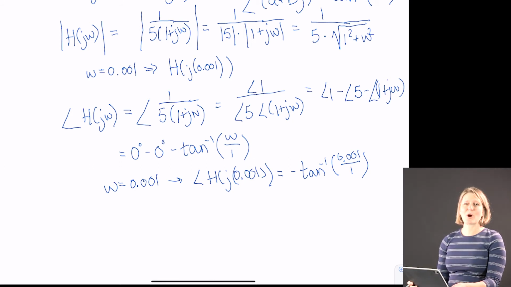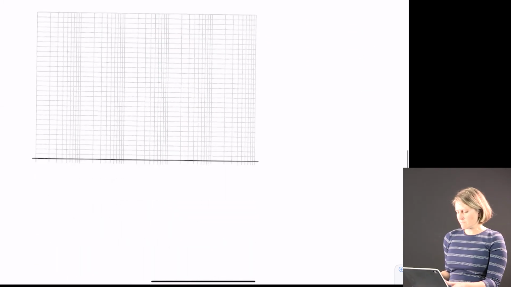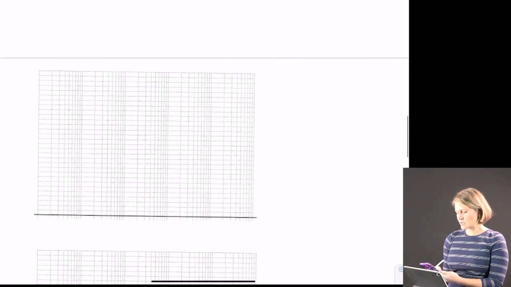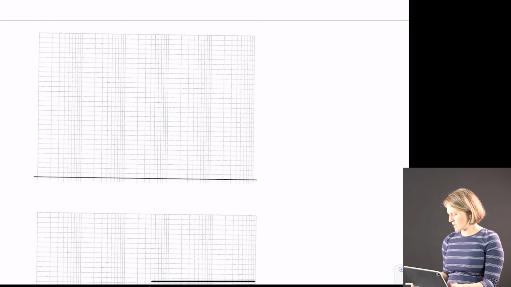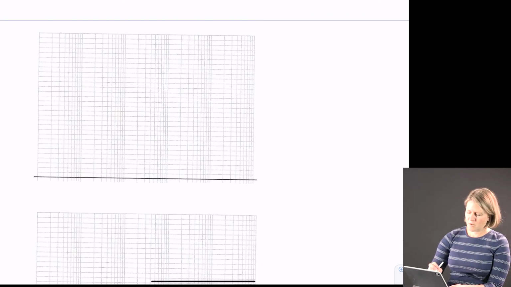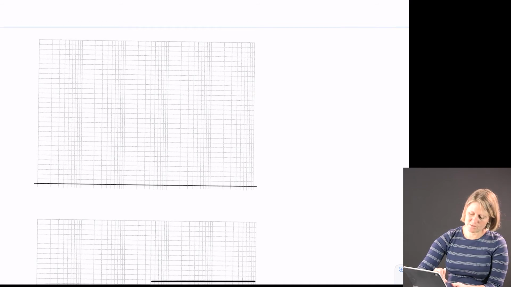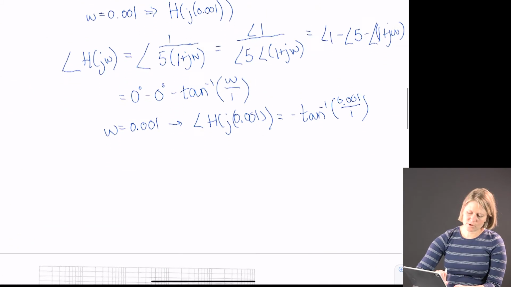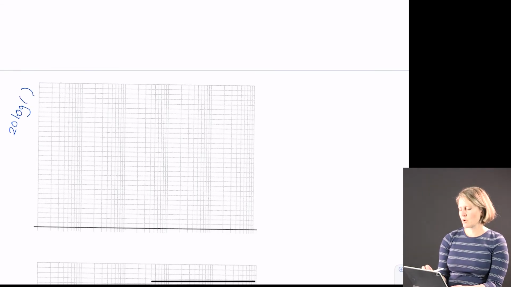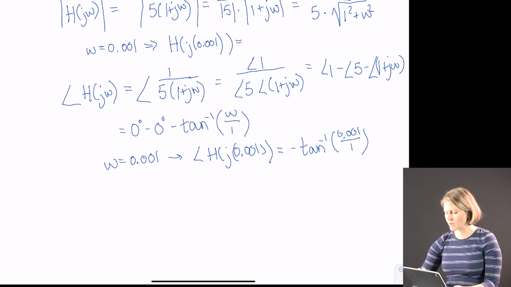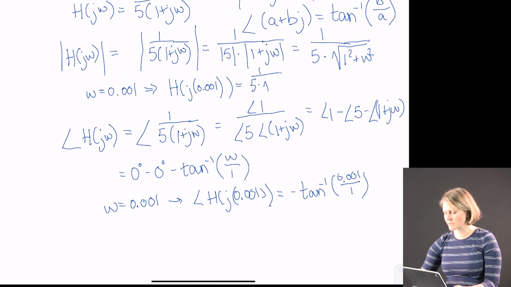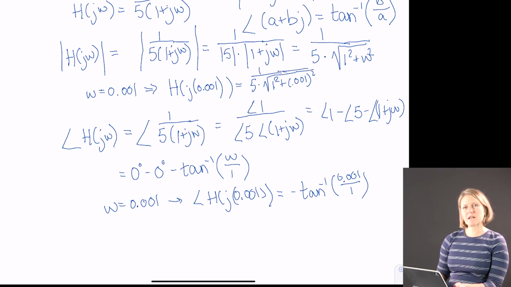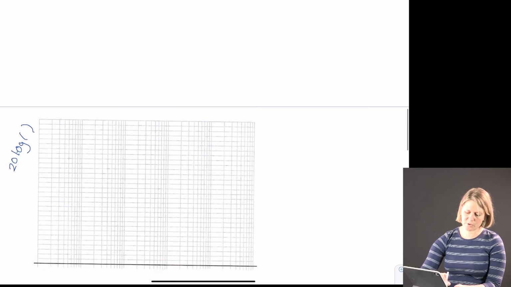I don't want to do this by hand, so I took this to MATLAB, or Excel can also be used, and you can plot this. Let me back up one second. On the magnitude plot, we're going to take the dB value. Remember that the dB value is 20 log base 10 of whatever value we have. So for example, we calculate 1 over 5 times the square root of 1 squared plus 0.001 squared. We get a number for that, and we take 20 log of that number.